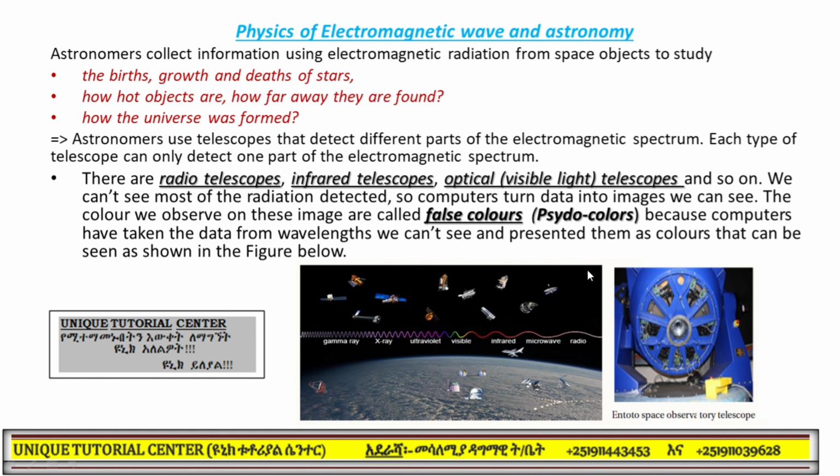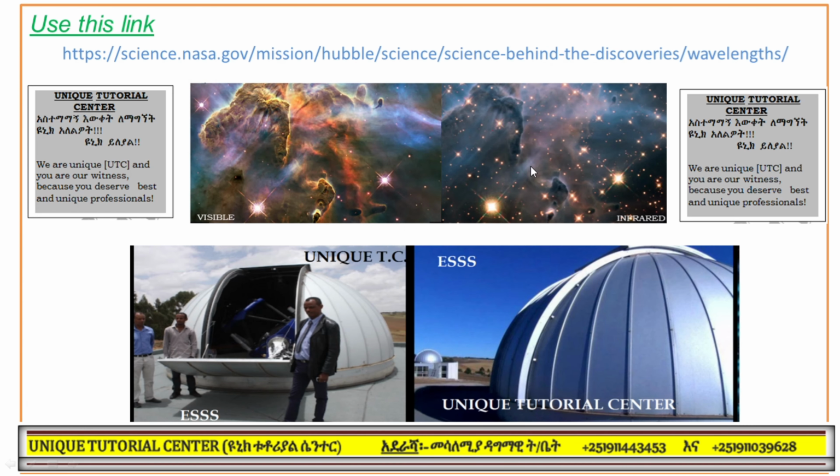So what shall we do? We have very, very smart computers. Those smart computers detect the radiation, and change all the data to colors that can be detected by us. So this is what false color means, and those telescopes use false colors. Here the data is collected using infrared. Smart computers convert that information into visible colors using pseudo colors or false colors.